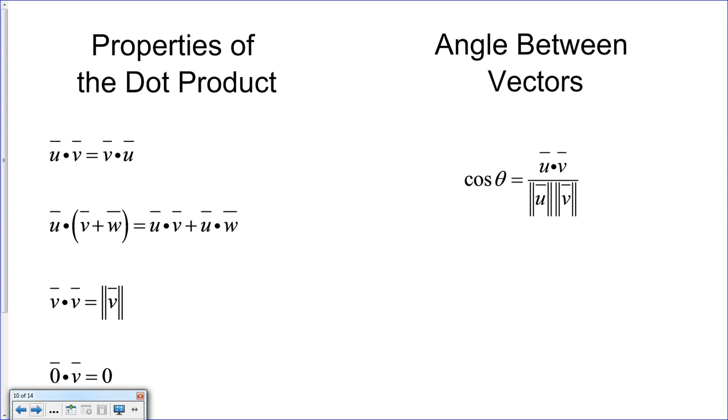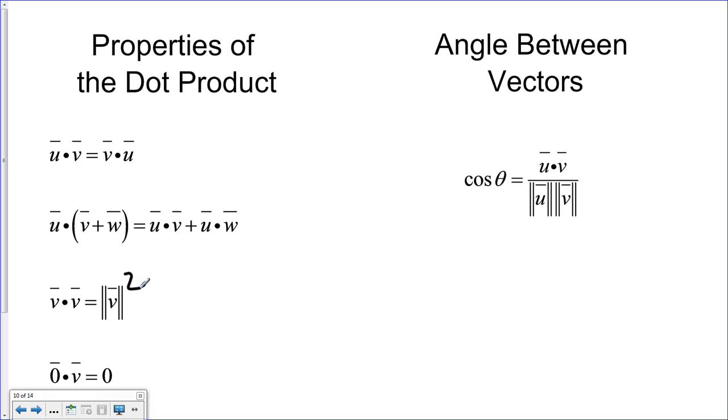All of the properties that we learned about the dot product still hold true. The dot product is commutative: u dot v is equal to v dot u. The dot product in 3D space is still distributive. When you take a vector and dot it by itself, you still get the magnitude squared. And when you take a zero vector and dot it with a vector, you still get the number 0.